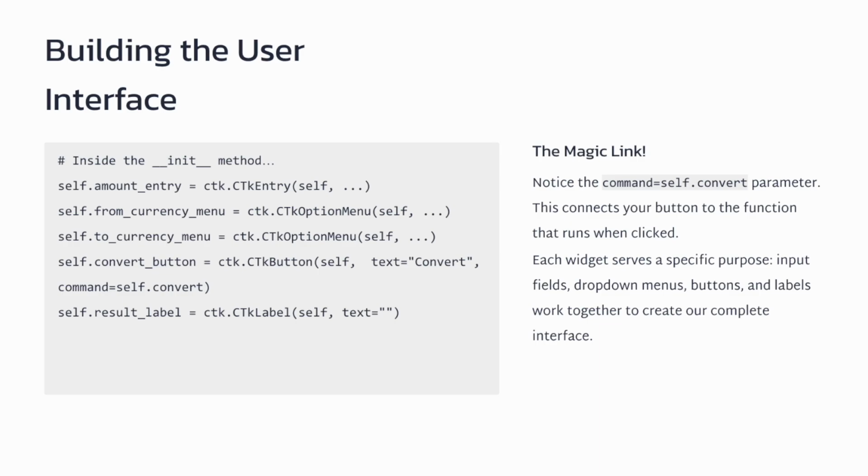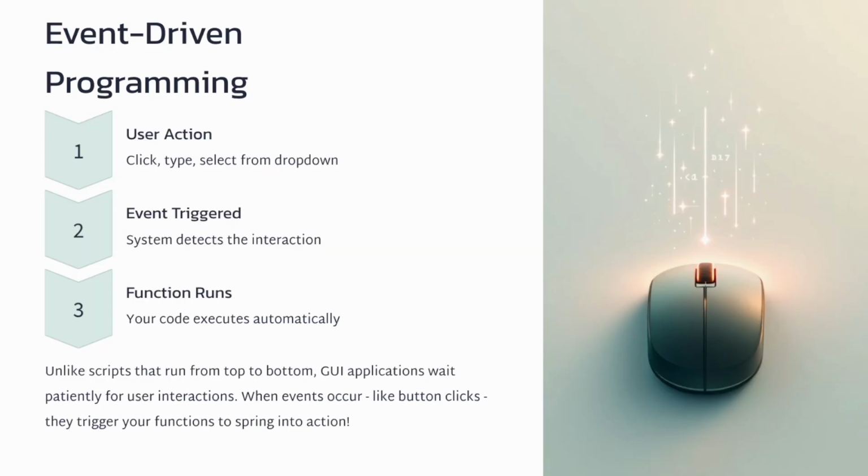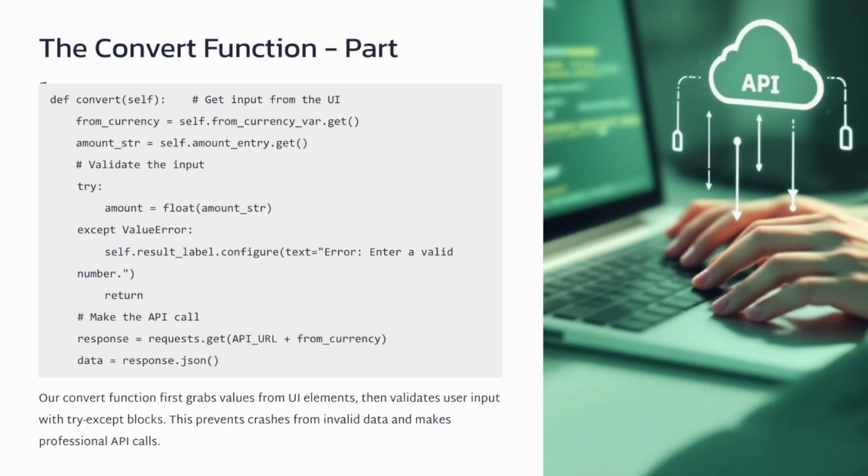This is a key concept called event-driven programming. The app just waits patiently for the user to do something. No pressure. So what happens when that button is finally clicked? The function that runs is the brain of our whole operation. First, it grabs the amount the user typed in and which currencies they selected from the dropdowns. Next, we add a bit of defensive programming with a try-except block. This is the programmer's way of saying, I don't entirely trust my users to type in a real number. If they type cat instead of 100, our app won't crash. It will just show a gentle error message.